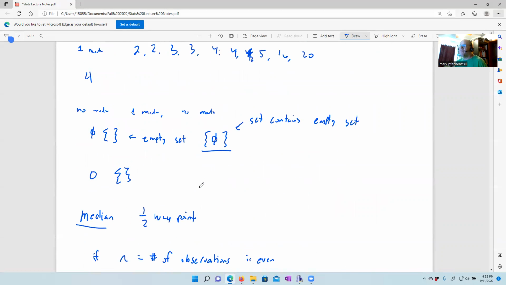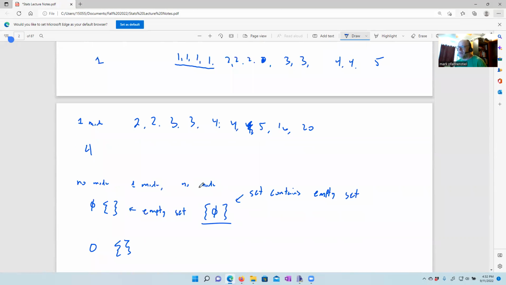Okay. For median, what we're going to do is count the number of observations. Usually they will tell you in the description of the homework, and then they will let you have at it.